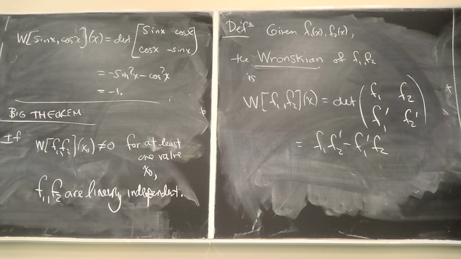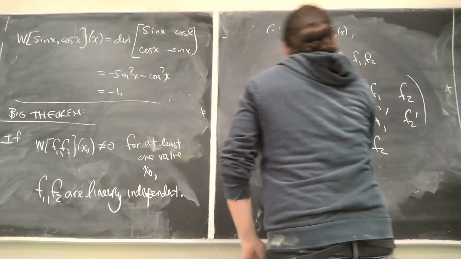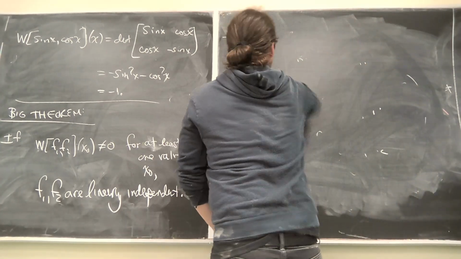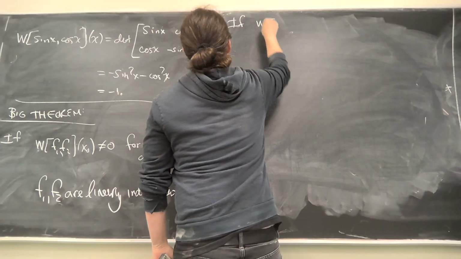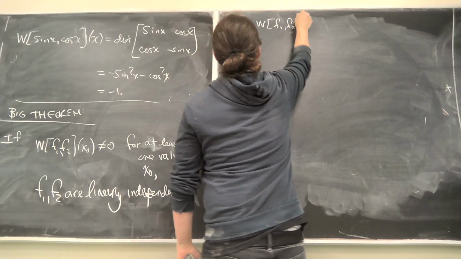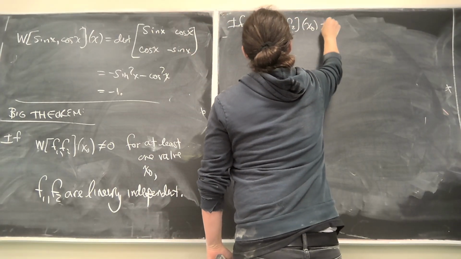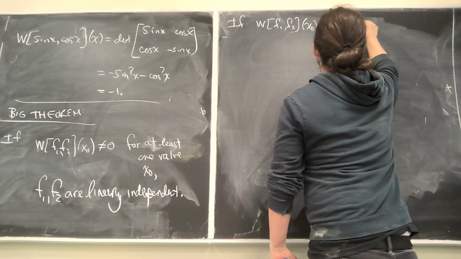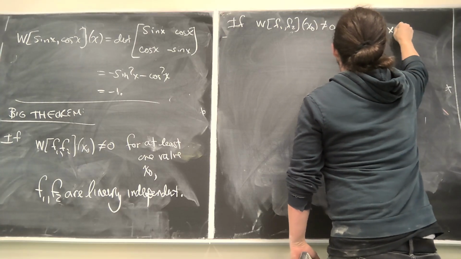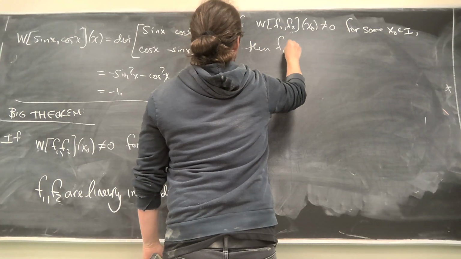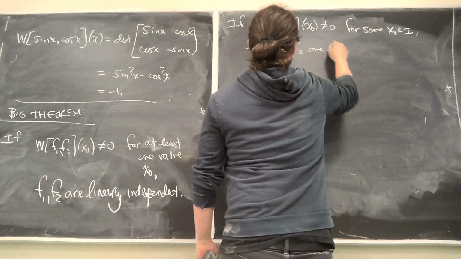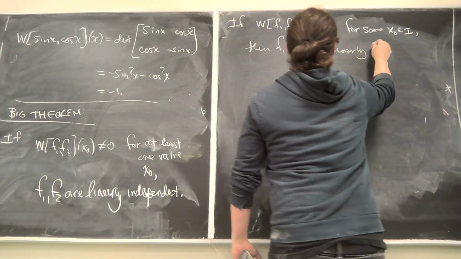So the Wronskian is basically a formula for checking to see if these things are linearly independent. I'm sorry, I wrote that down so far on the board. Let me write it up here again. If W of f1 and f2 at x naught is not equal to 0 for some x naught inside the interval you're working on, then f1 and f2 are linearly independent.